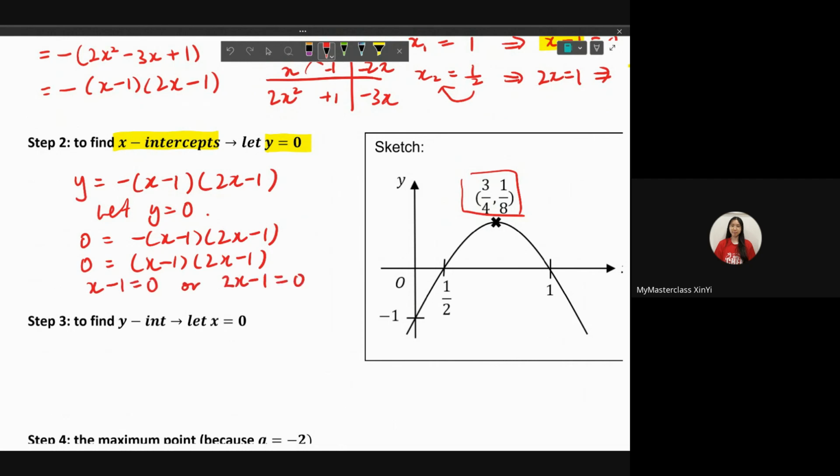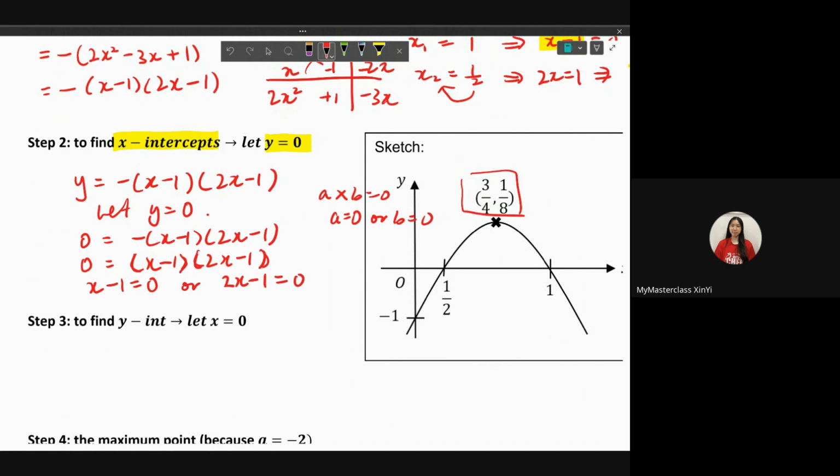Okay, this is because anything times 0 gives you 0, right? So there are two possibilities. Let's say you have a times b equals 0. This just means either a equals 0 or b equals 0. That's why, when you have (x minus 1) times (2x minus 1) equals 0, this just means x minus 1 equals 0 or 2x minus 1 equals 0.